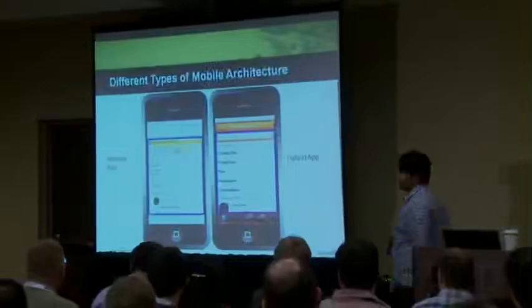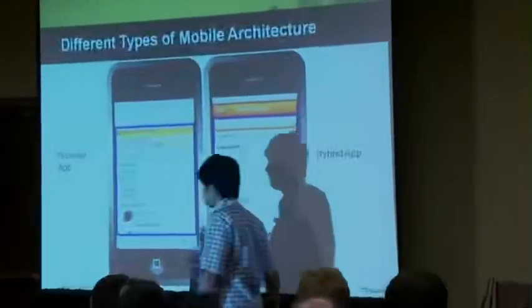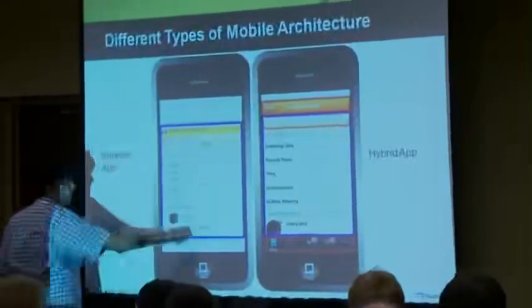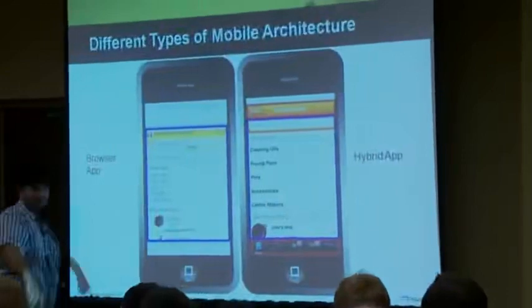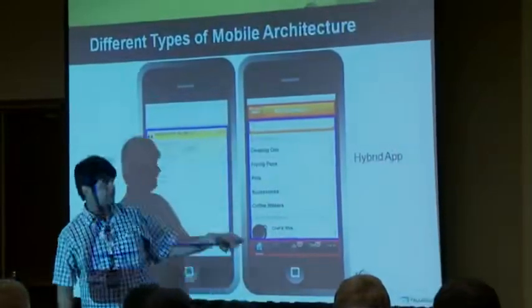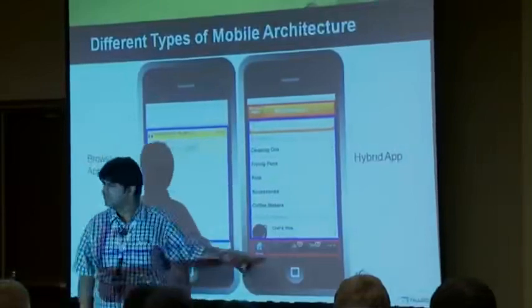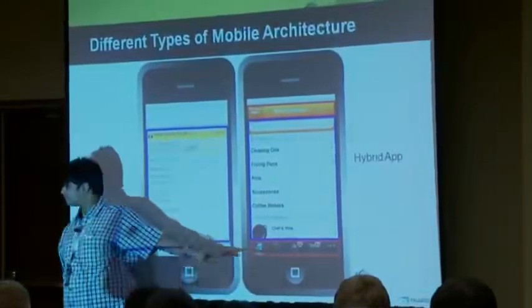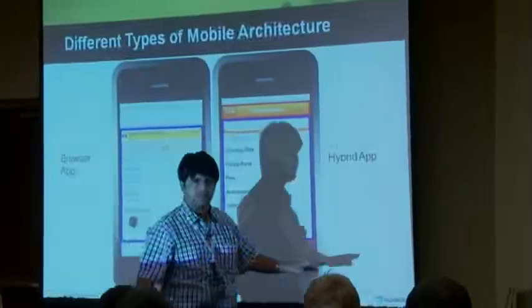Now the difference between a hybrid app and a browser app. A browser app, you hit the URL, the entire thing loads. Clear? And when you see a hybrid app, you can see the native framework over here, inside which the things keep changing. So this becomes the hybrid application. Everybody clear on different types of applications?